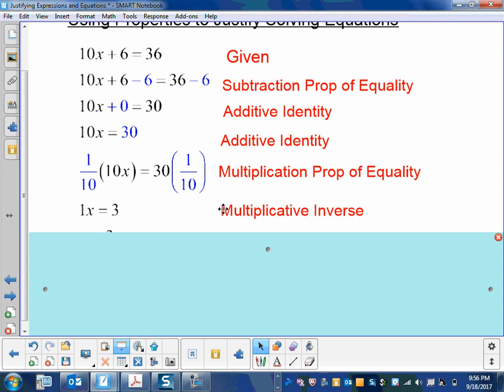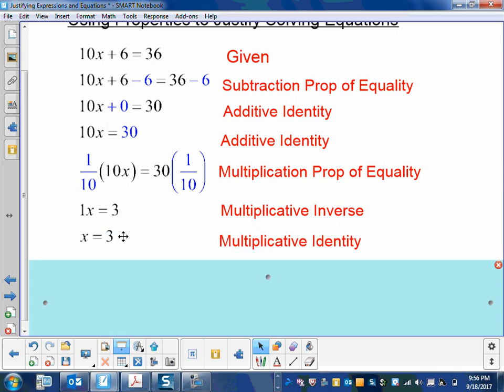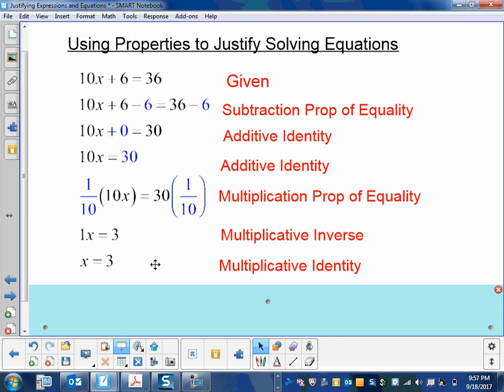1/10 times 10 is an example of the multiplicative inverse. And 1x is equal to x is an example of the multiplicative identity. So the important thing isn't how you solve the problem, but that you are able to justify each step with a property.